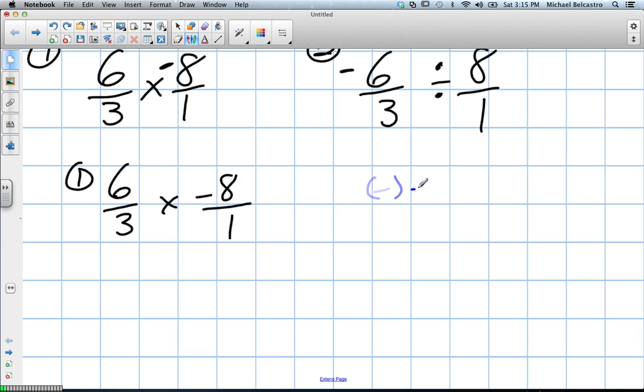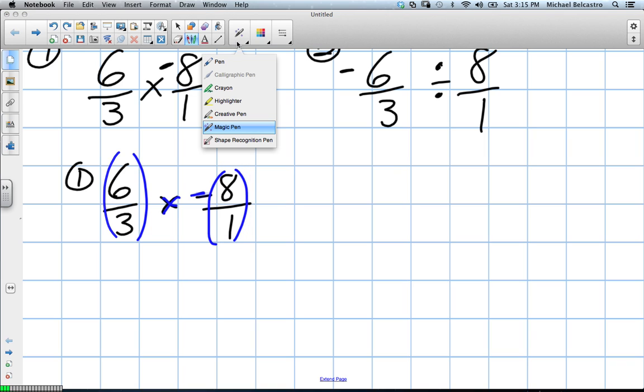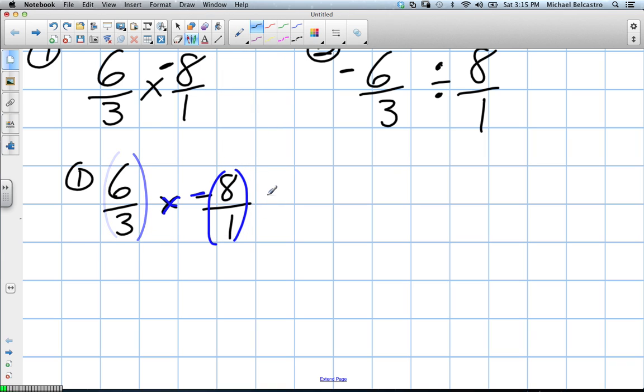That's right. So instead of thinking of this question as the top being negative and the bottom being positive or vice versa, think of the whole number as a negative. So really this is positive 6 over 3 times negative 8 over 1. So we're multiplying what? A positive times a negative. So what is our answer going to be right away? It's going to be negative. That's right.